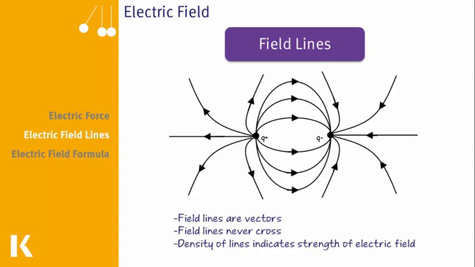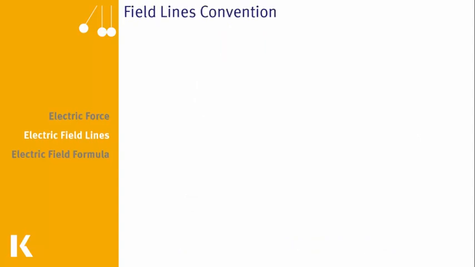Going along with the first rule is the fact that field lines never cross. And finally, the density of the field lines tells us how strong the electric field is at that location. If we have a bunch of field lines, we can deduce that the electric field is very strong at that point. And based on Coulomb's law, you could probably guess that the closer to the source charge you are, the stronger the electric field.